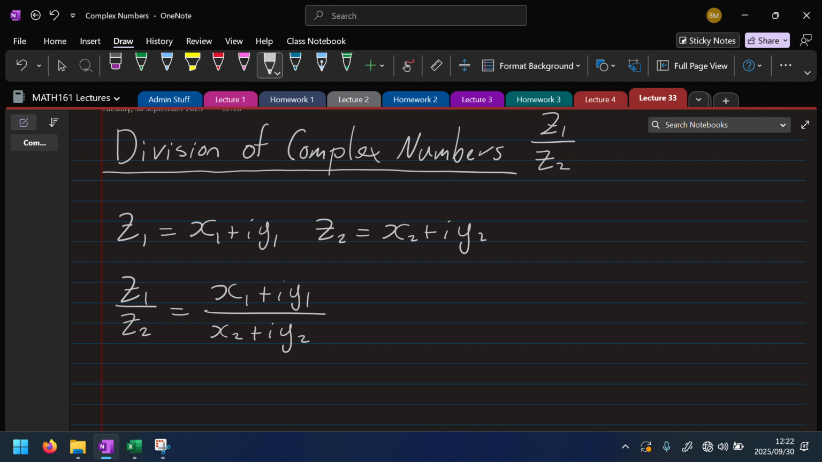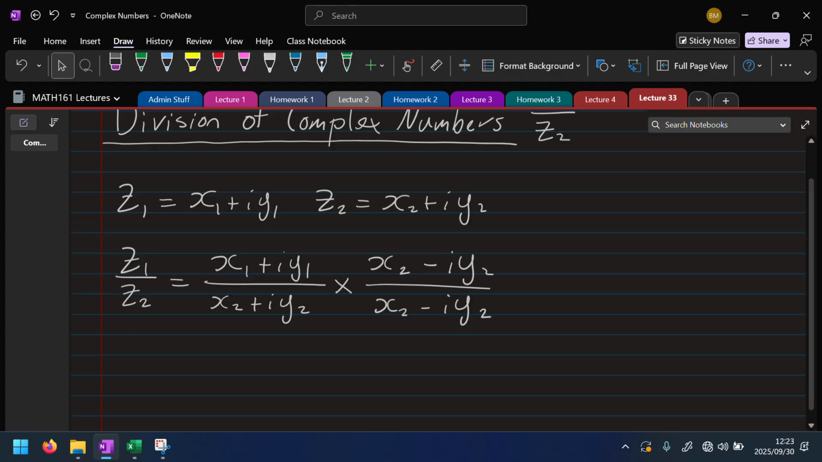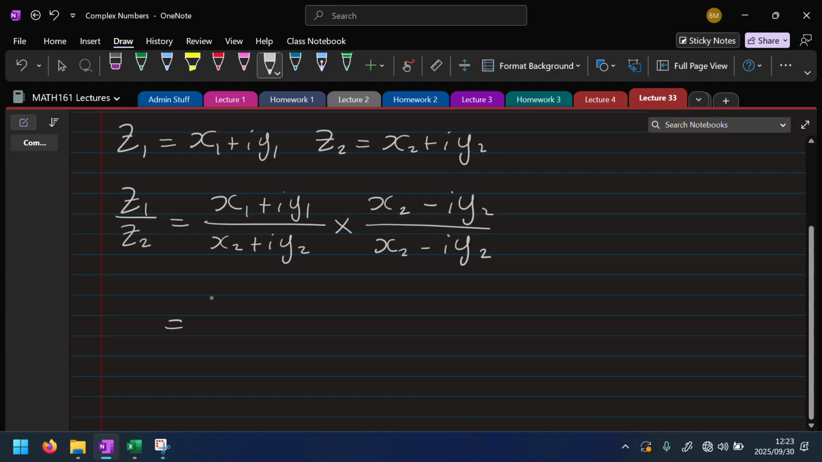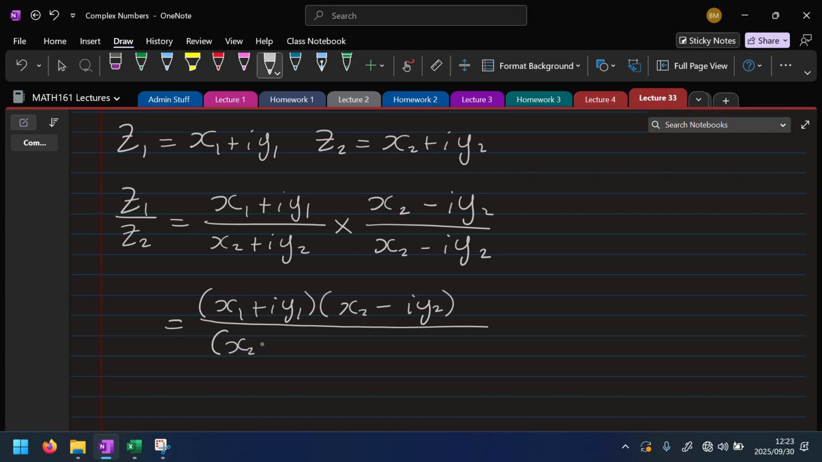So we're going to take this denominator, x2 plus i y2, and replace i with minus i. Multiply top and bottom by the conjugate in the same way we do for rationalizing the denominator. So this will be x2 minus i y2 over x2 minus i y2. Again, very similar to what we've done before. At the top, we have the product x1 plus i y1 times x2 minus i y2, over x2 plus i y2 times x2 minus i y2.